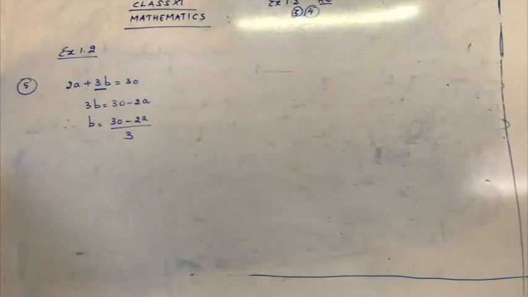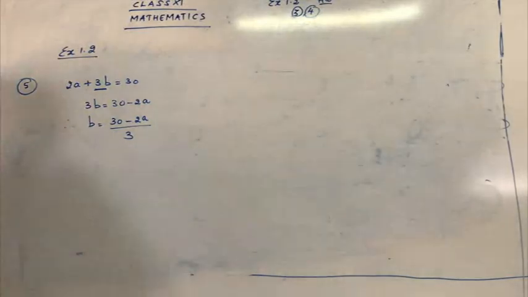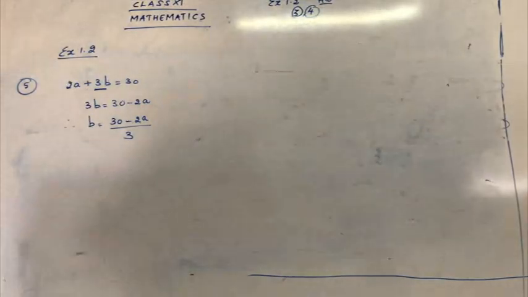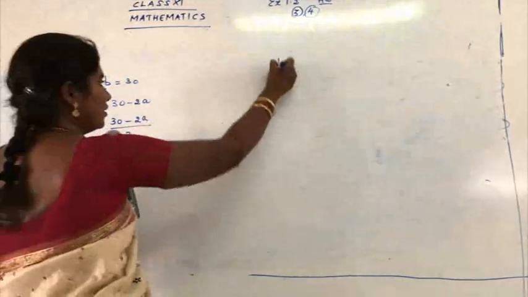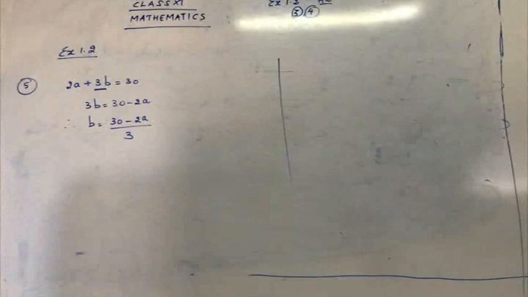So from the given equation, we have just got the value for b. What's the value for b? It's (30 minus 2a) upon 3. Now we are going to choose some natural numbers and substitute them for a, and we are going to get the value for b. So let's take some numbers. This is just for reference work, so you can try it out in the rough column.